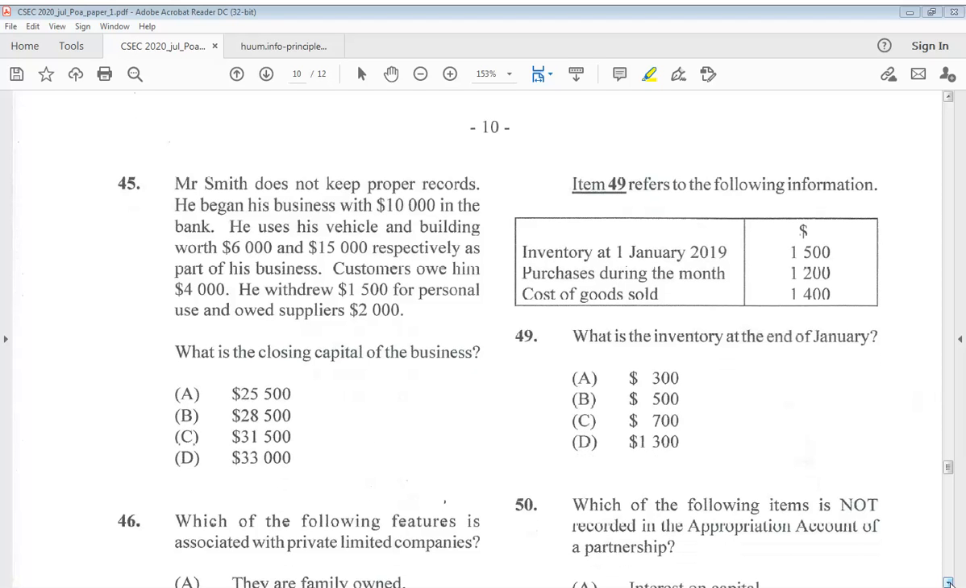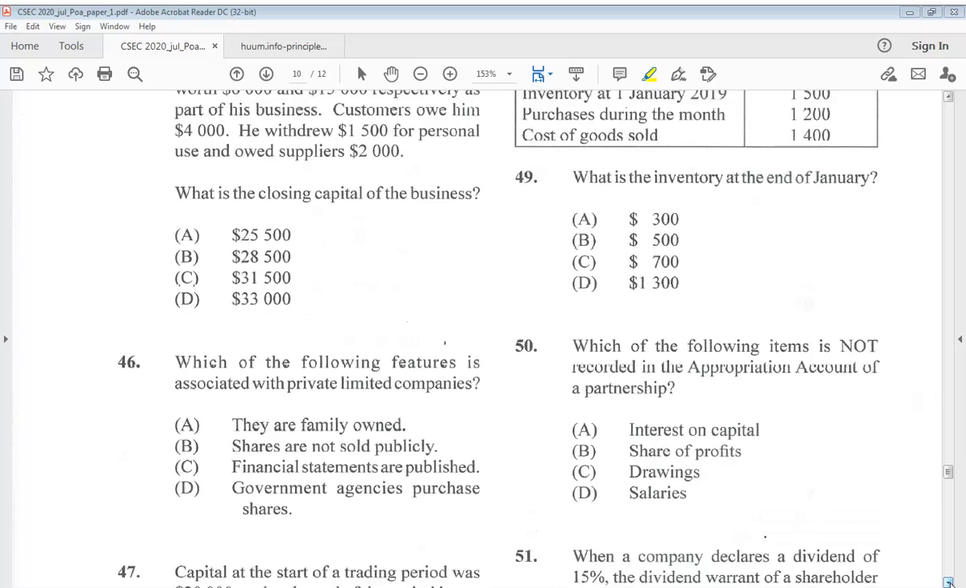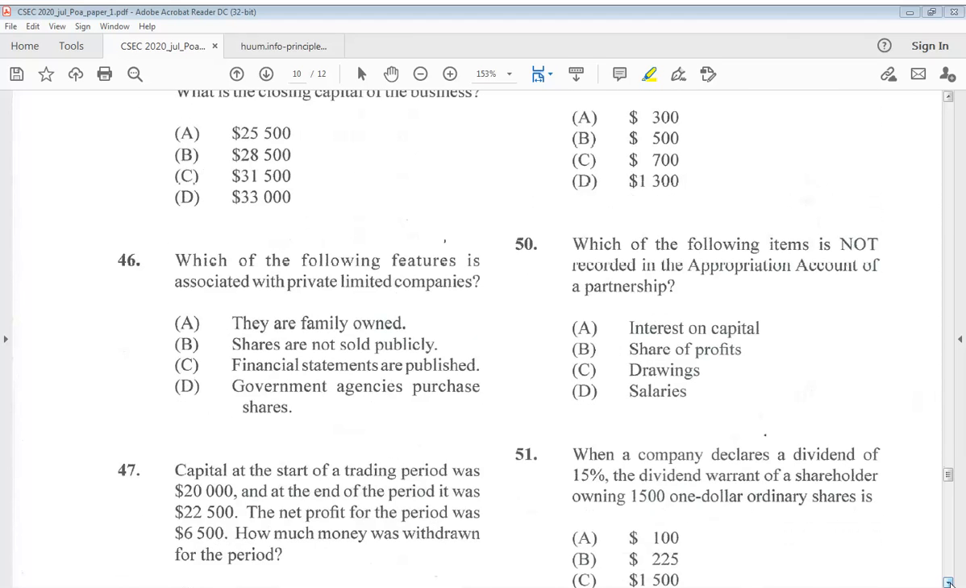Let's go to number 46. It says, which of the following features is associated with private limited companies? A, they are family owned. B, shares are not sold publicly. C, financial statements are published. D, government agencies purchase shares. We know private limited companies are often family owned. A.